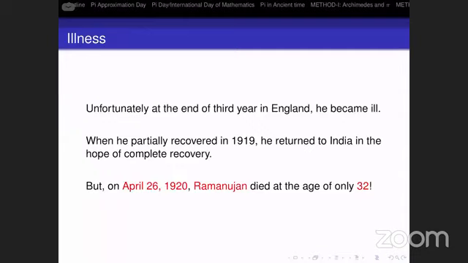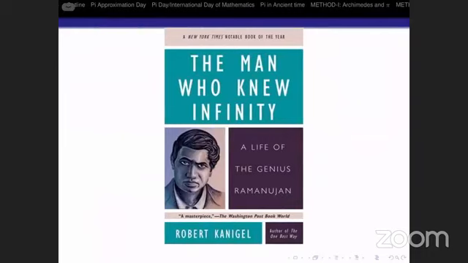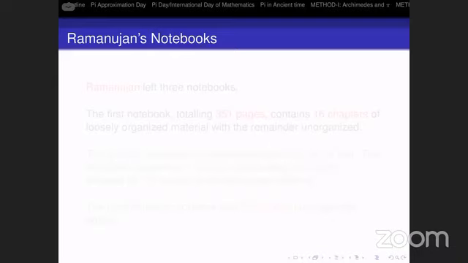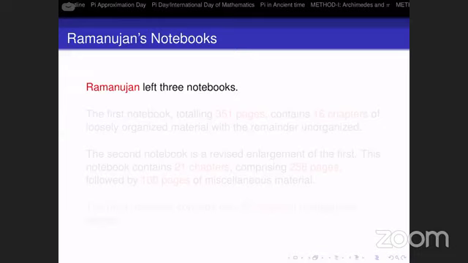And the complete biography of Ramanujan was written by Robert Kanigel in his famous book, The Man Who Knew Infinity. And there is a film in Hollywood of the same name, in which Dev Patel plays Ramanujan. And there is another novel on Ramanujan by David Leavitt, The Indian Clerk. And there are many, many other books and other movies and other documentaries, etc. Okay. And he has some notebooks, as I told you, that Ramanujan left three notebooks.